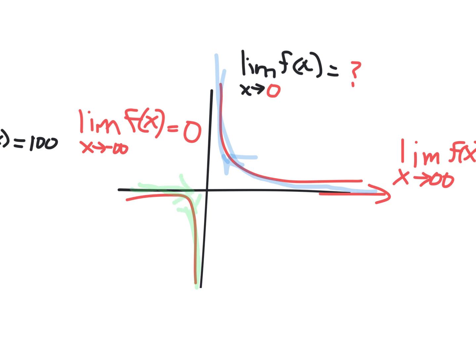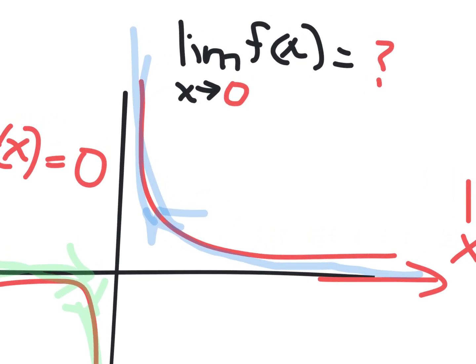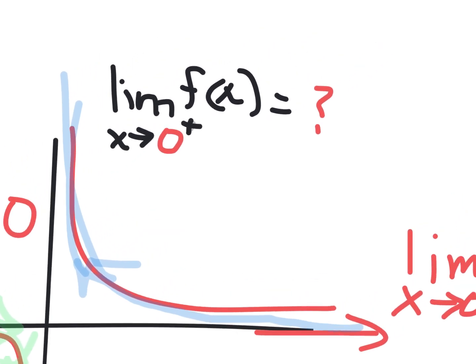I wish it was as simple as left or right, but it isn't. It's x approaches 0 from the positives. I've got to put a little plus right here. x approaches 0 from the positives. The other part is easy. What will y approach? If we're in the blue zone here, it'll be infinity. You're correct.